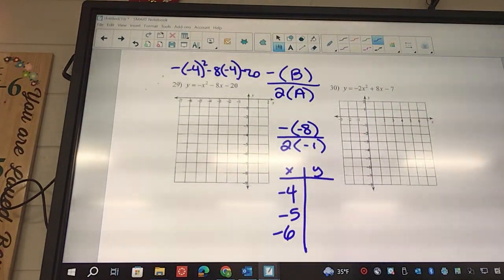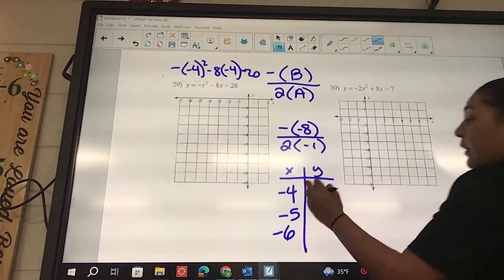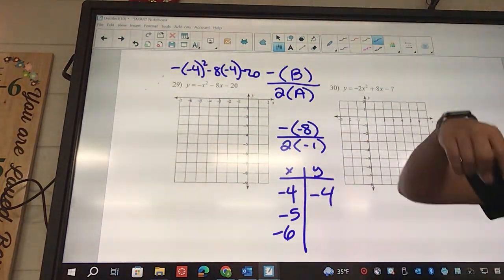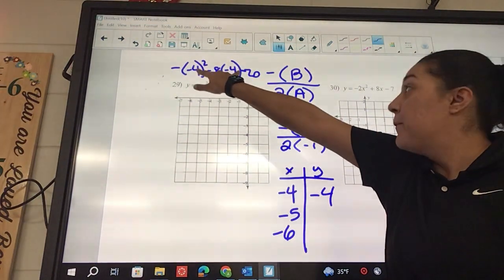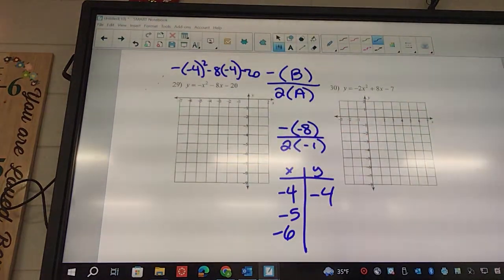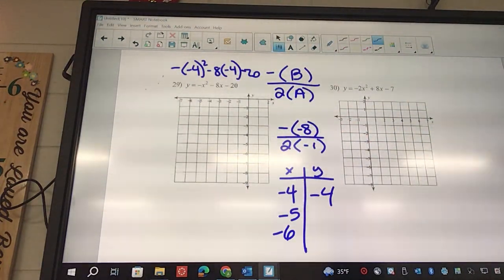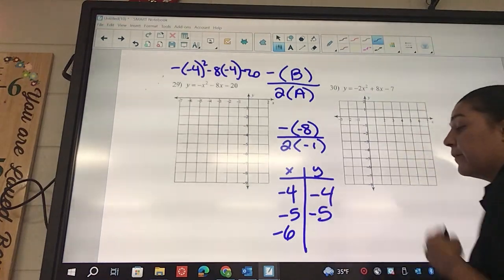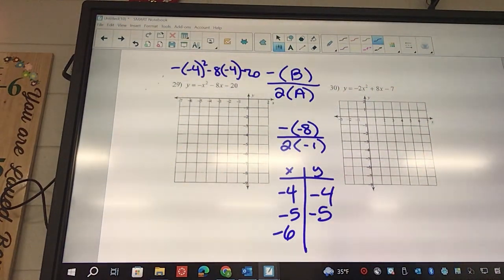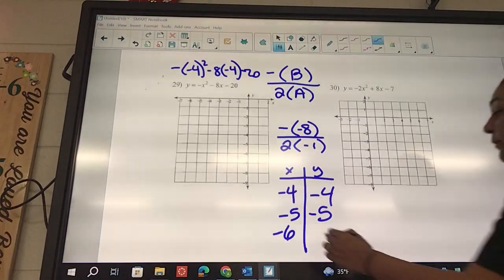Type that big long thing in your calculator and see what you get. Negative 4? Somebody agree? Yes. Then we go back through and we hit edit on our calculator and we change these both to a what? Negative 5. And negative 8, yeah.